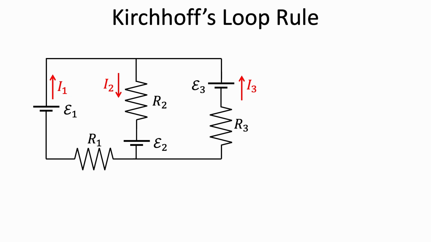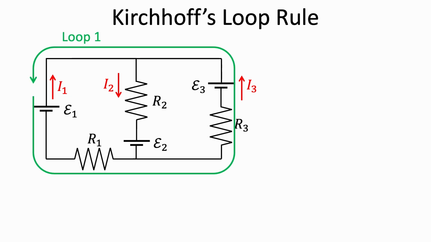Next, we need to choose a closed loop. This loop can be any path that starts and ends at the same point, and it can go clockwise or counterclockwise. In this case, I will choose this large loop, starting from the top side of the battery on the left, and choose counterclockwise for the direction. Along this loop, there are two batteries and two resistors, so we expect to have four terms in our equation, one for each voltage change.